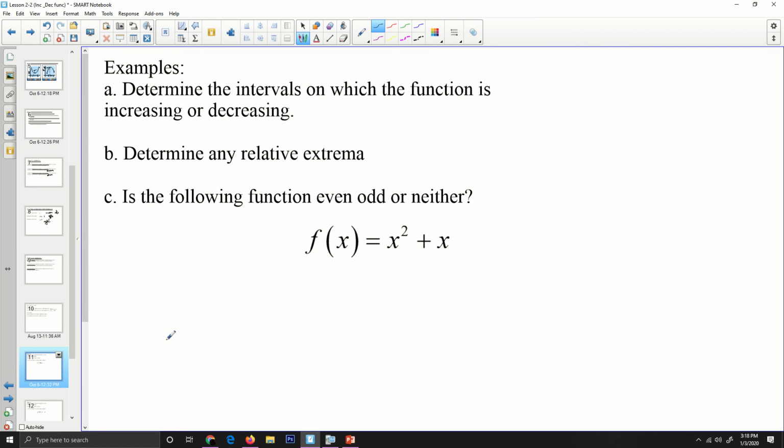So let's do an easy one. Let's bring this all together. We're going to determine the intervals on which a function is increasing or decreasing, and then we're going to determine any relative extrema, and then we're going to say whether the function is even, odd, or neither. All right, so we're going to use technology to do this.